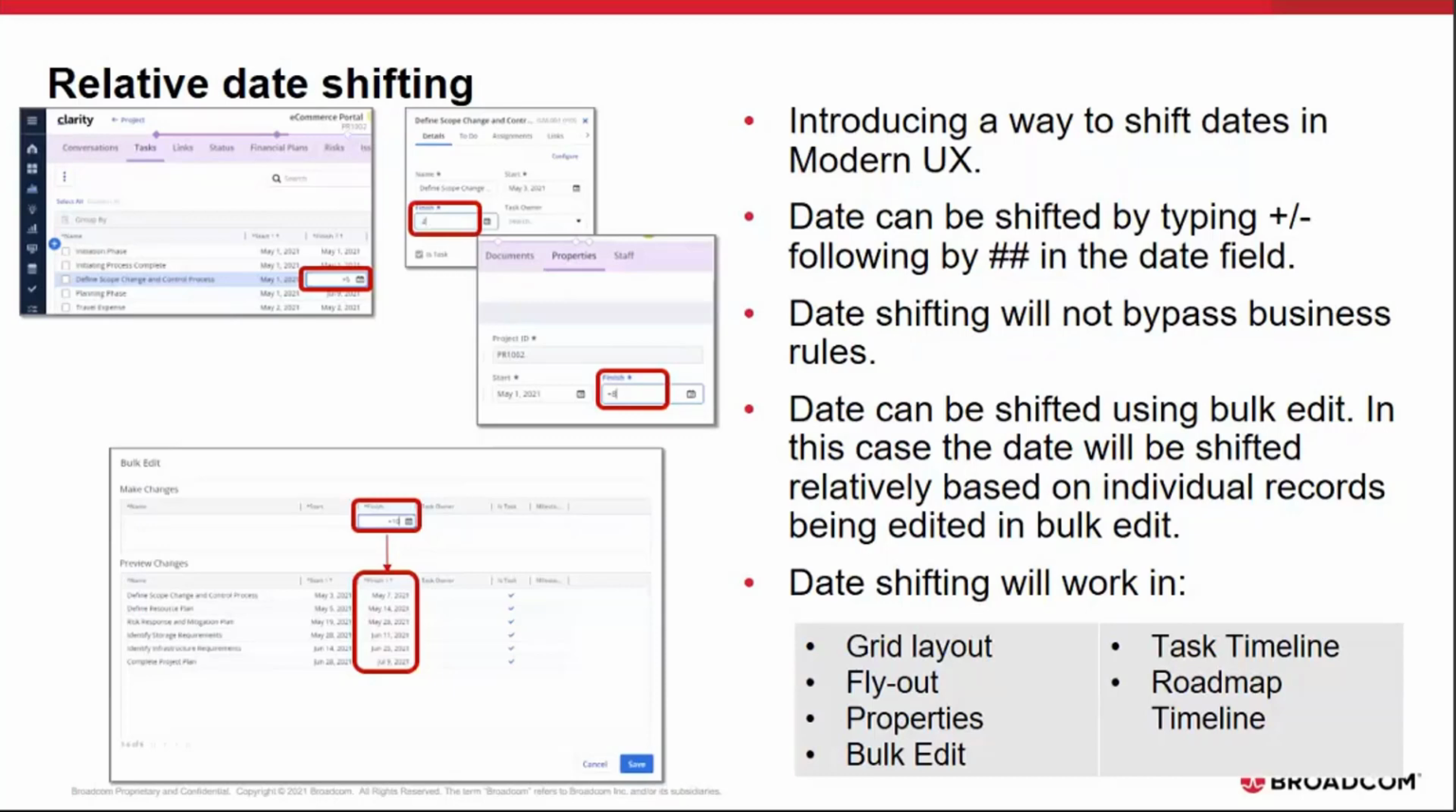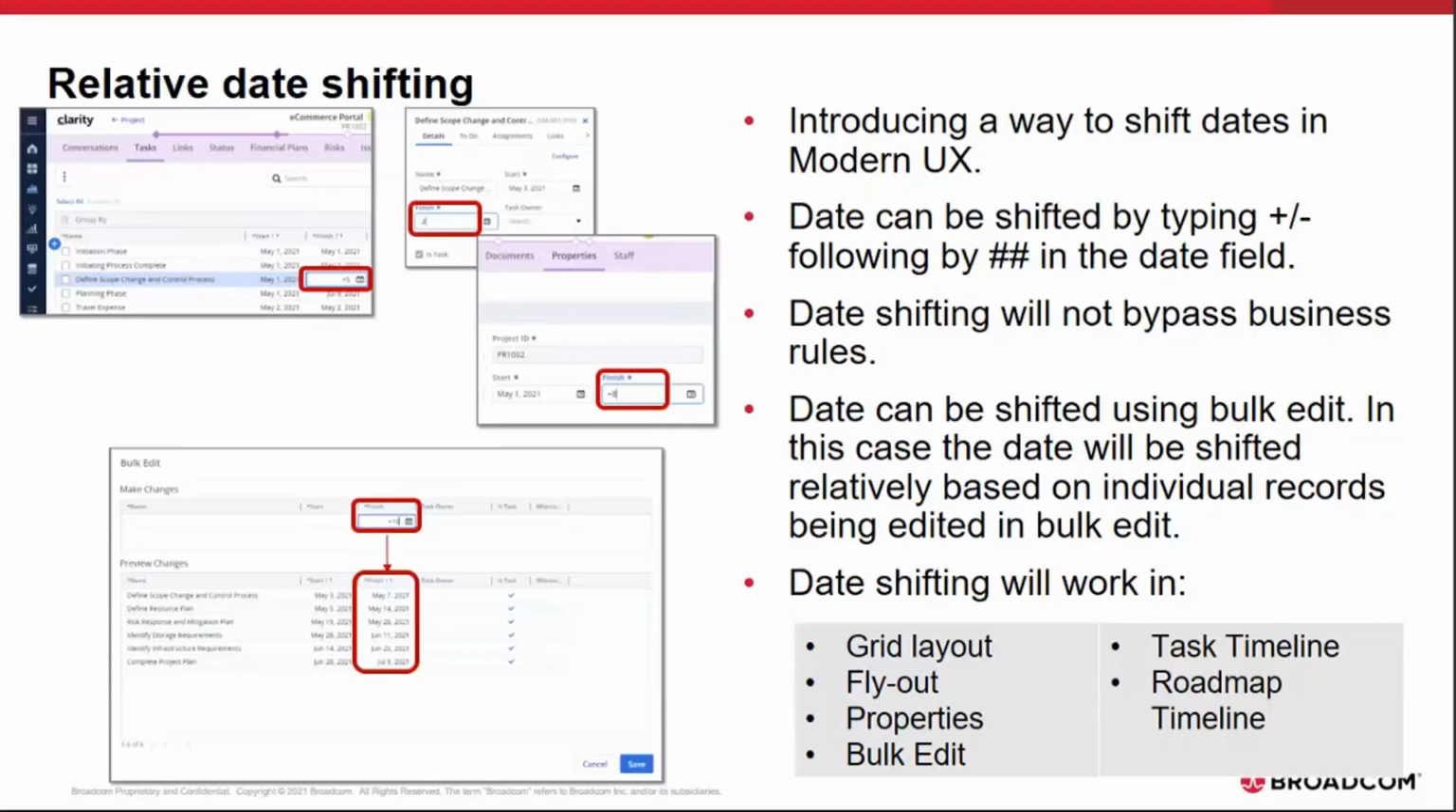For example, if I have a task where actuals are populated, then I cannot go to the task and type +10 and try to move it by 10 days. The business rules will take over. The process business rules will take over, and it'll prevent me from changing those dates.